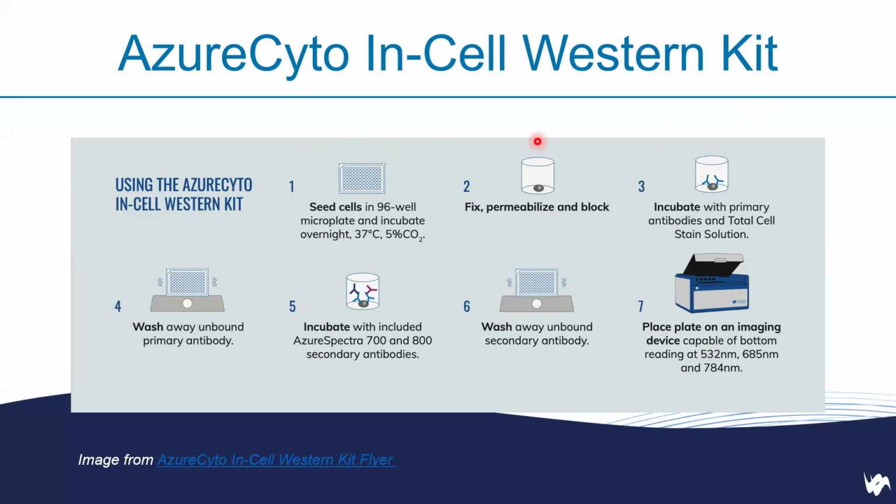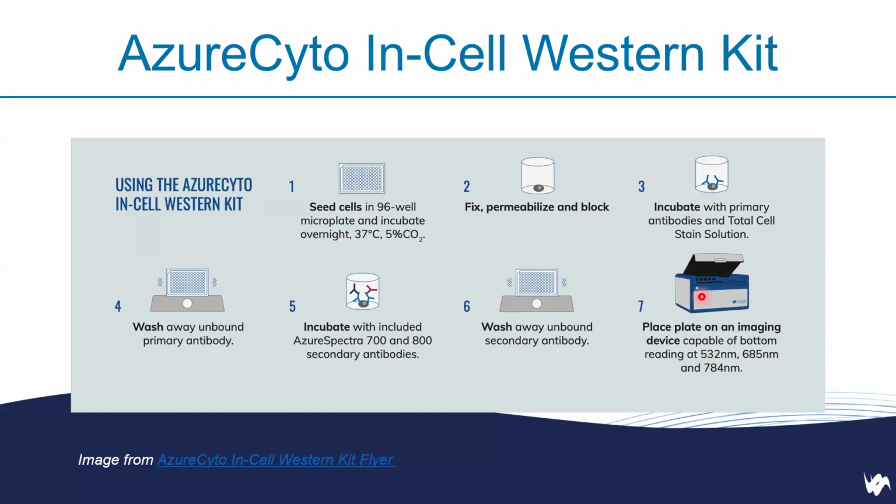One well, one data point. We're not looking at microscopic cellular levels. So after fixing, permeabilization, and blocking, for your intracellular protein detection, incubate with your primary antibody and also total cell stain solutions. Wash, then incubate with the near infrared secondary antibodies, 700 and 800 channels. Then wash away. Then you can scan the plate, at the 532 channel and the near infrared channels, for 7 minutes at 100 micron resolution. So every plate only takes 7 minutes.